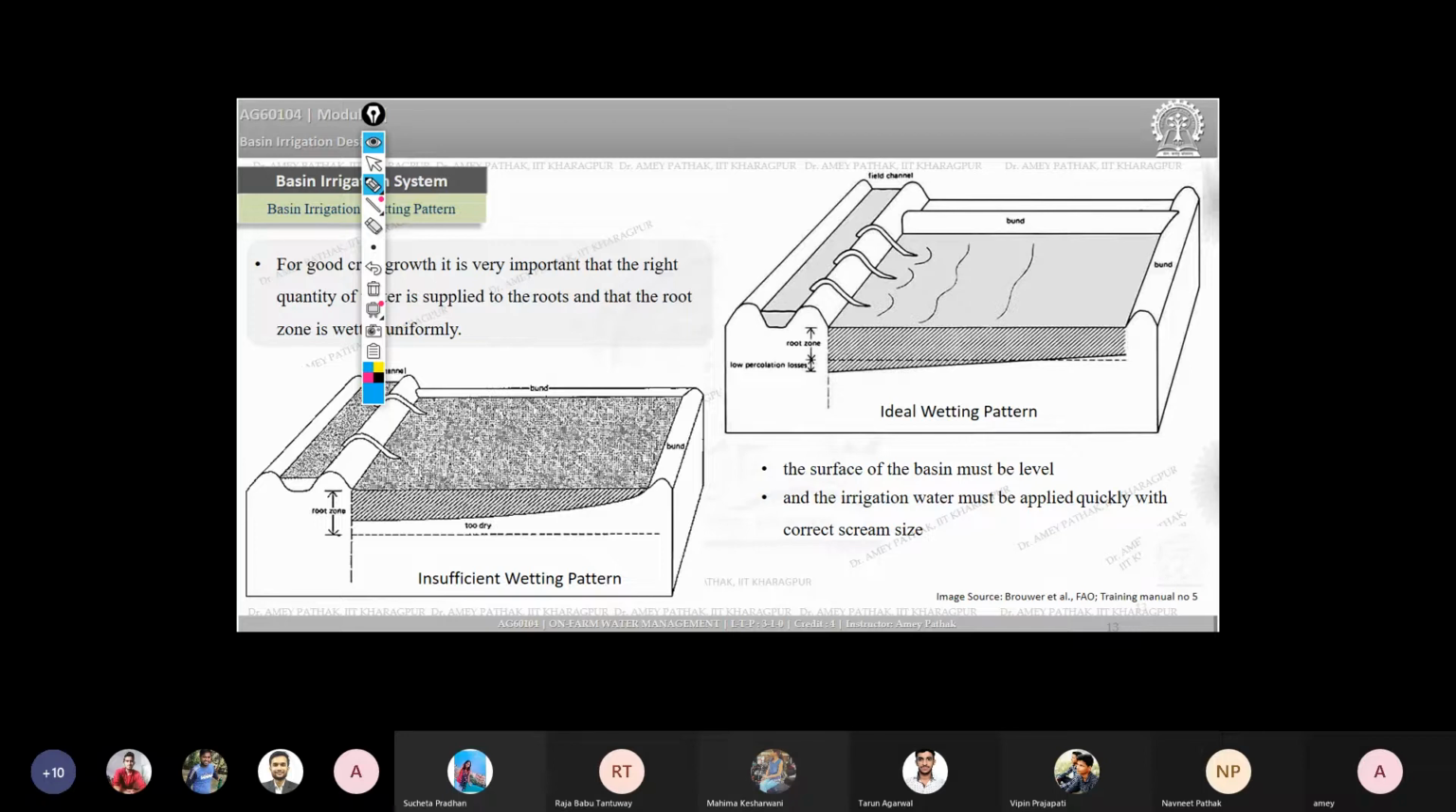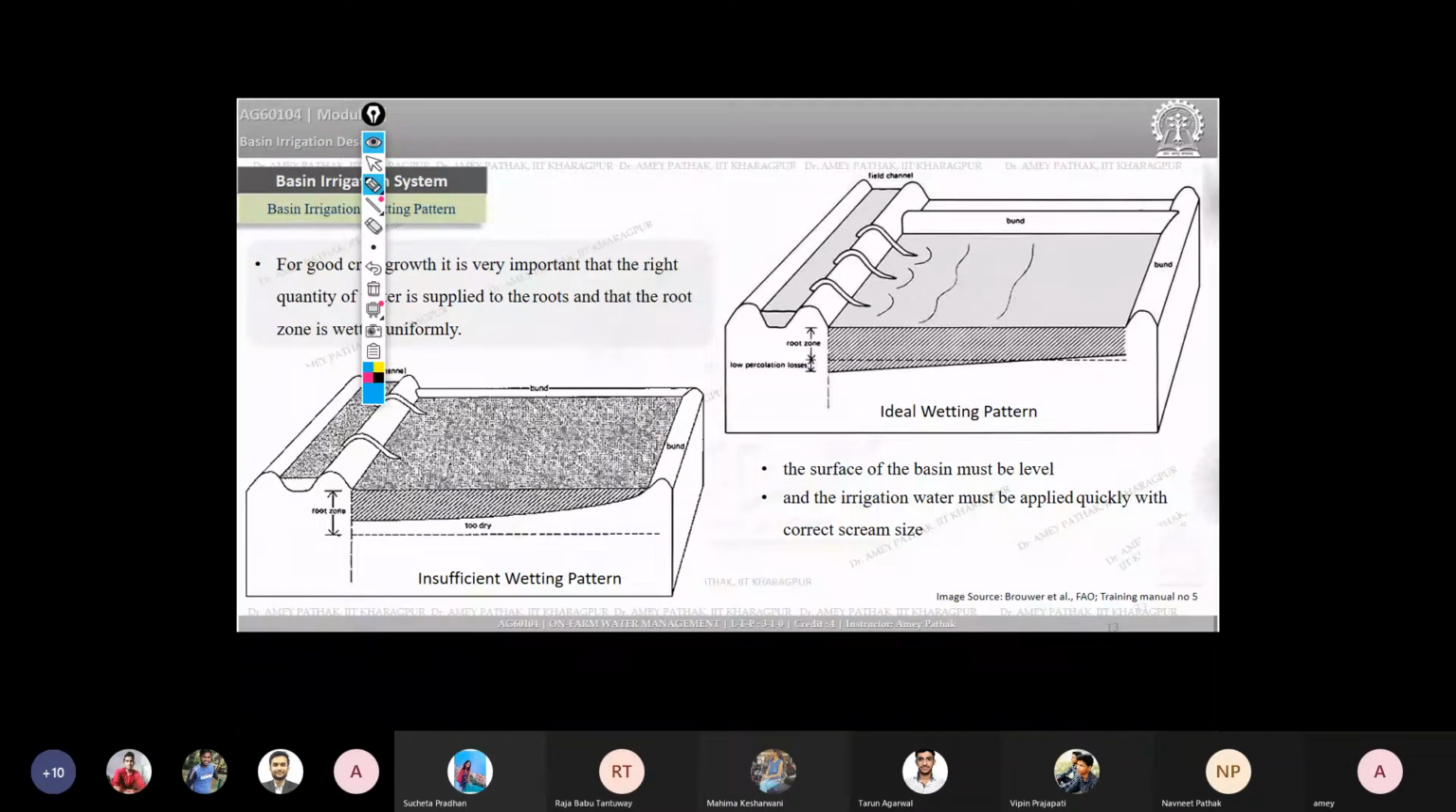The excess is your deep percolation loss, and it has to be minimized. This is your ideal wetting pattern. Now we have another example, which is not an ideal wetting pattern. Let's say we have provided water into this basin.